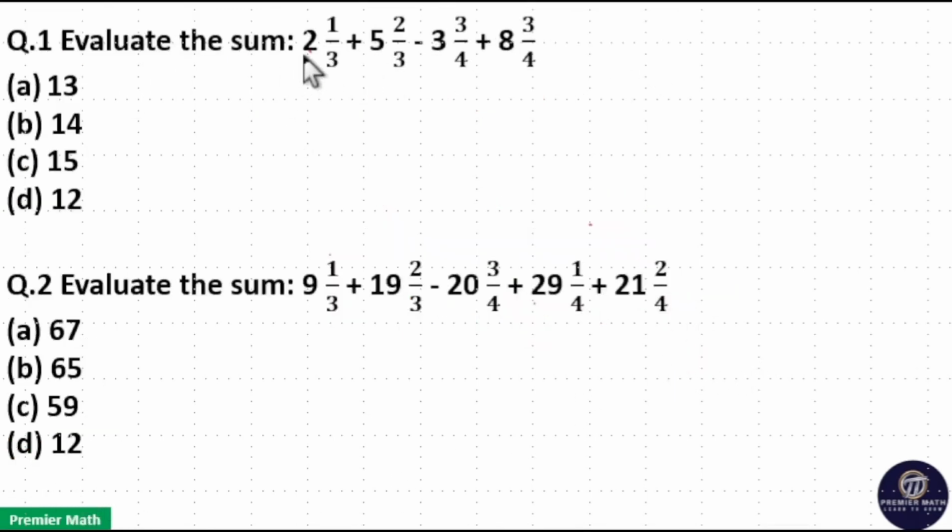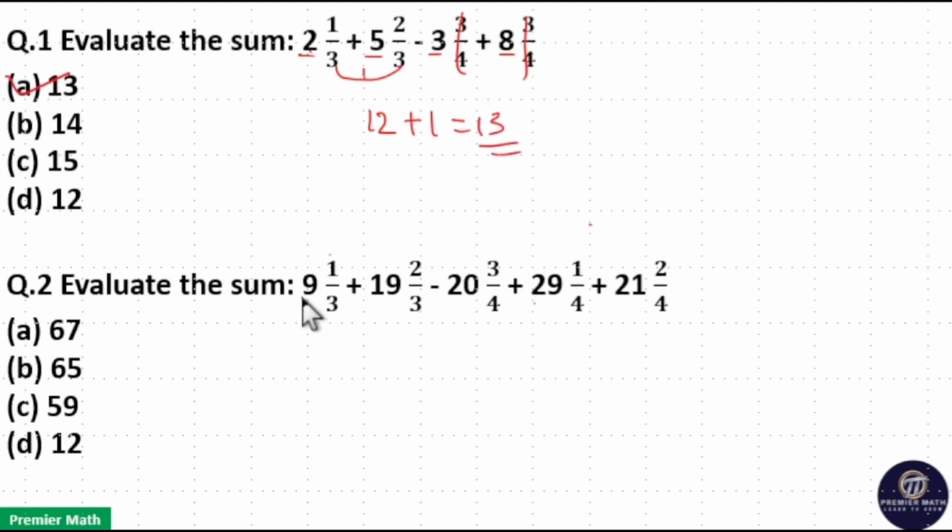Evaluate the sum. Here first add the integers. So 2 plus 5 is 7, 7 plus 8 is 15, 15 minus 3 is equal to 12. Now add the fractions. 1 by 3 plus 2 by 3 is equal to 1, and minus 3 by 4 plus 3 by 4 cancel. So 12 plus 1, 13 is your answer. Option A is your answer.